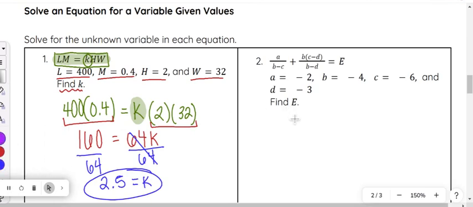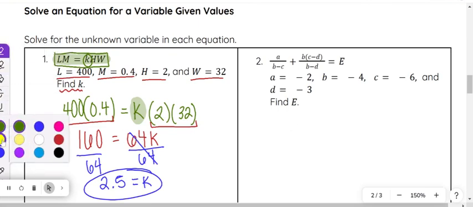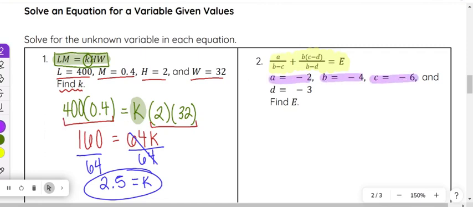So let's take a look at number 2. In number 2, they give us a slightly more complicated equation. We see this right here. They give us the values of A, B, C, and D, and then we are finding E.